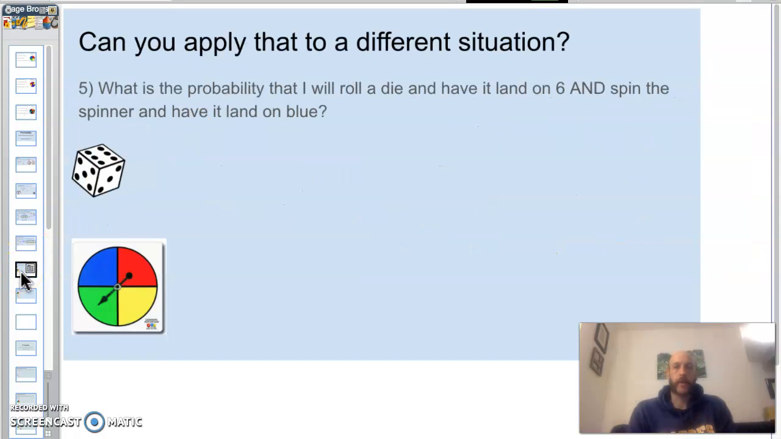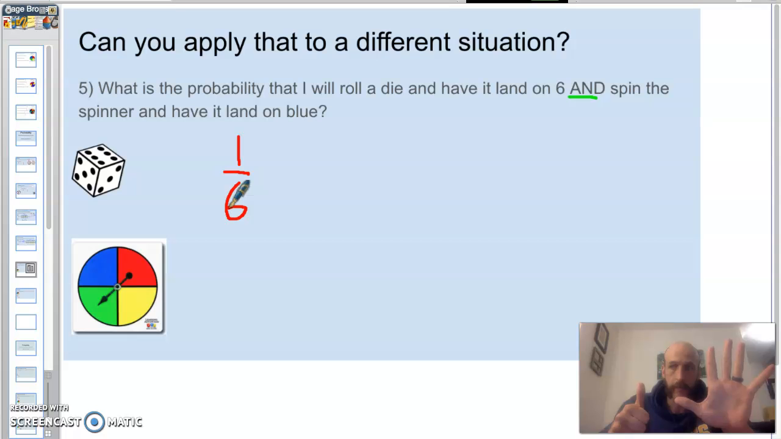All right, can we apply it to a different situation? Let's look at number 5, and then you'll try number 6. What is the probability that I roll a die and have it land on a 6, and spin the spinner and have it land on a blue? We are going to use our strategy from before. What's the probability I roll a die and have it land on a 6? When I roll a die, the probability of getting a 6 is 1 out of 6, because there are 6 possibilities. You could roll a 1, a 2, a 3, a 4, a 5, or a 6, but there is only one 6 on a die.